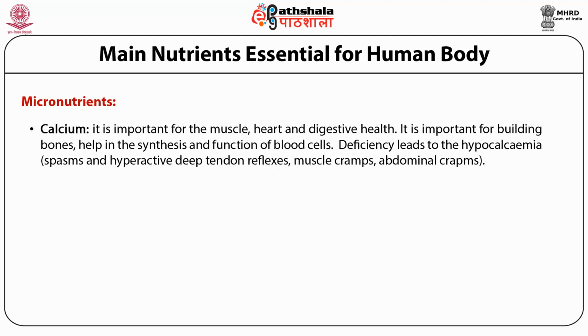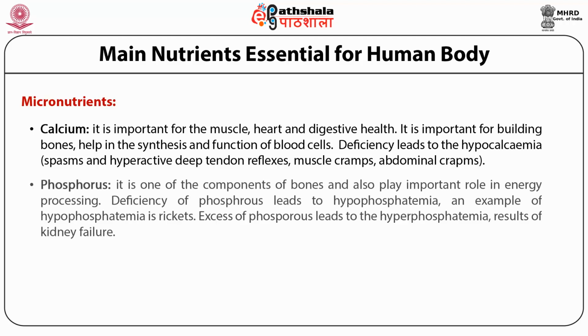Also, it affects conduction of electrical impulses in the heart, calcium stones in the urinary tract, impaired kidney function, and impaired absorption of iron leading to iron deficiency. What about phosphorus? It is one of the components of the bone and also plays an important role in energy processing. Deficiency of phosphorus leads to hypophosphatemia. An example of hypophosphatemia is rickets. Excess of phosphorus leads to hyperphosphatemia, which results in kidney failure.